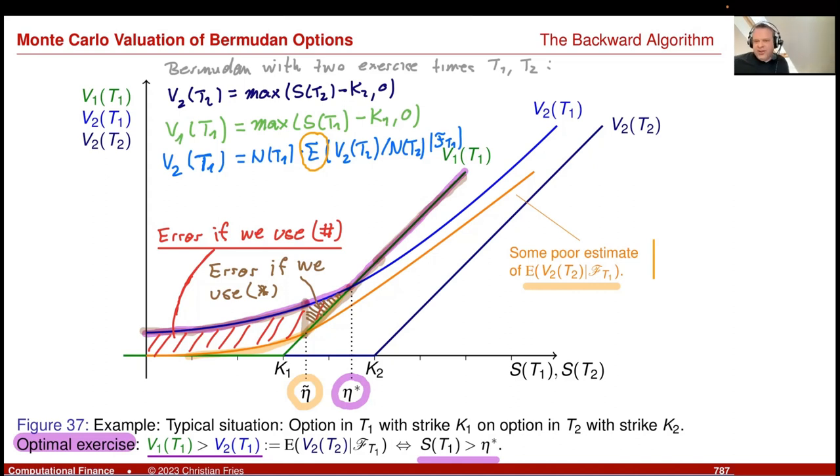So maybe we can also play a little bit on the computer with this, and you can see that this has a really, really big effect. And you see it's just a very small modification of the algorithm.